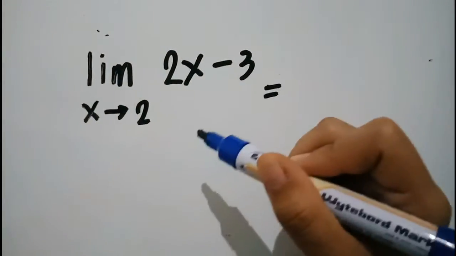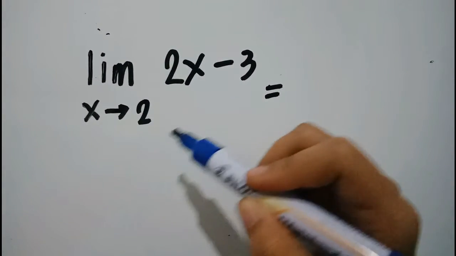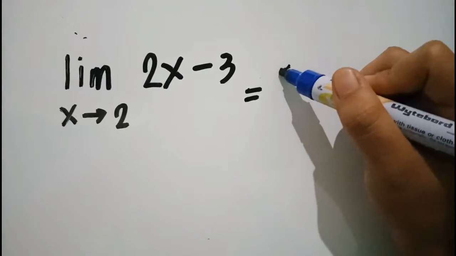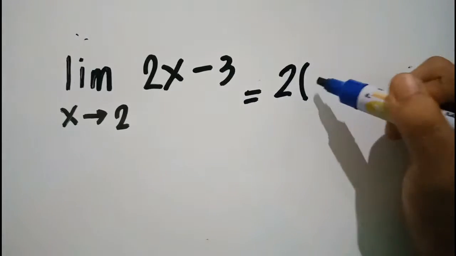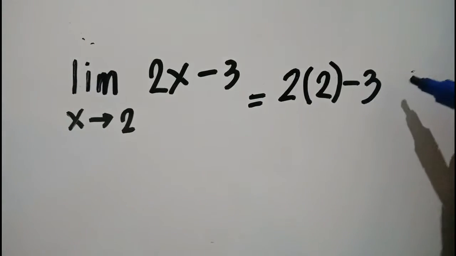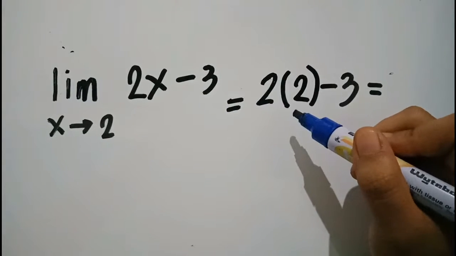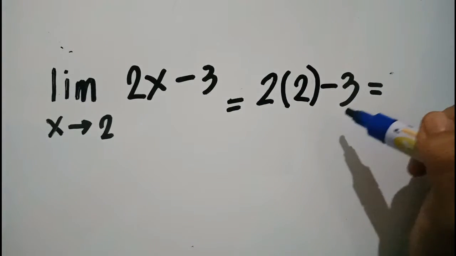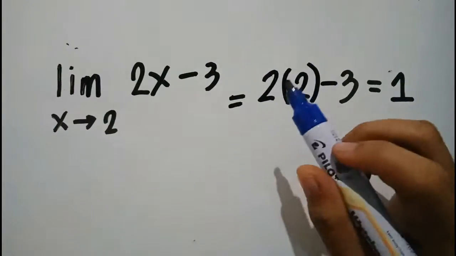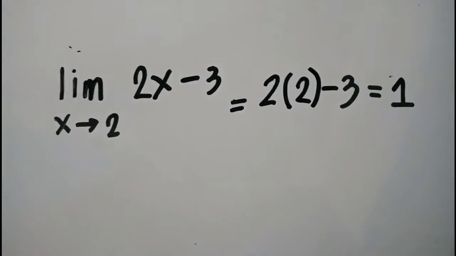So in order to do this, we need to substitute 2 to every x in our function. So it's going to look like this: 2 times 2, substitute 2, minus 3. And what will we get? 2 times 2 is 4, minus 3, we'll get 1. So that's how you just do the limits. But this is actually simple limits, or easy limits.